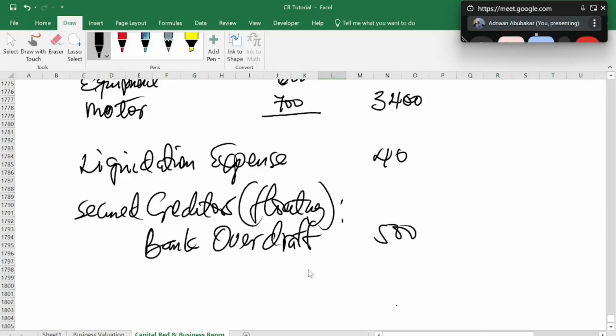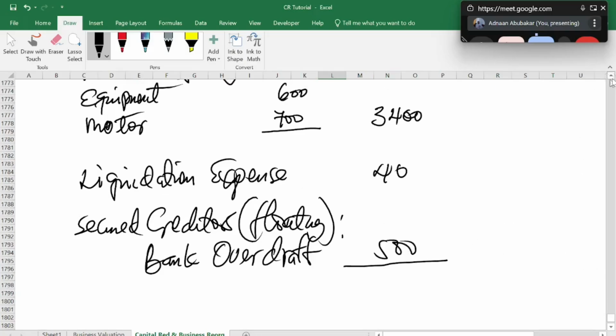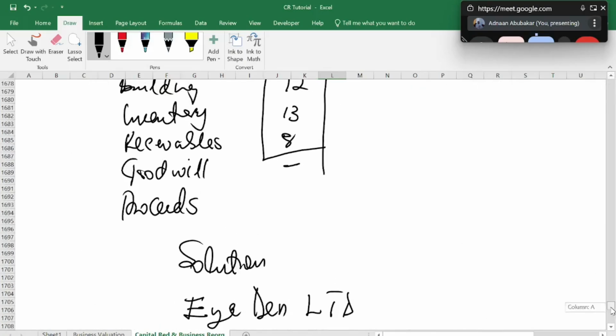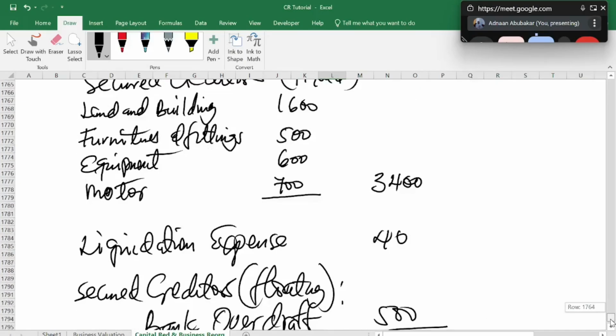500. What again? Then we come to the next one, which will be unsecured creditors. So when you are finished with these secured creditors, unsecured creditors and liquidation expenses, then you add it up. Okay? You understand? When you add it up, how much do you have? You do it so that you will not consume more than the value you have.